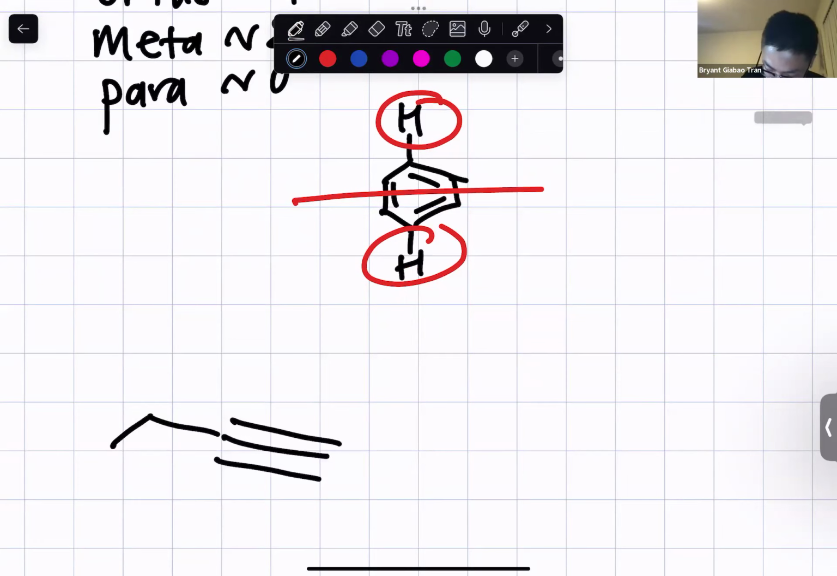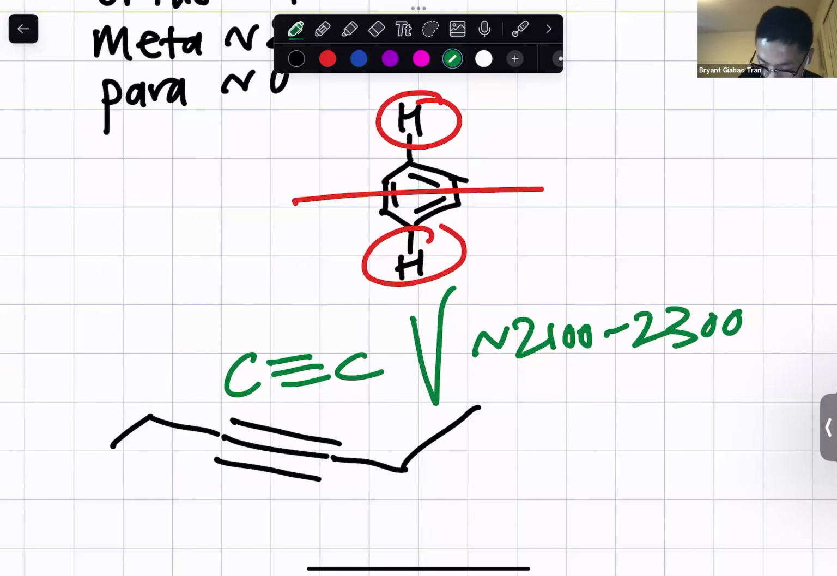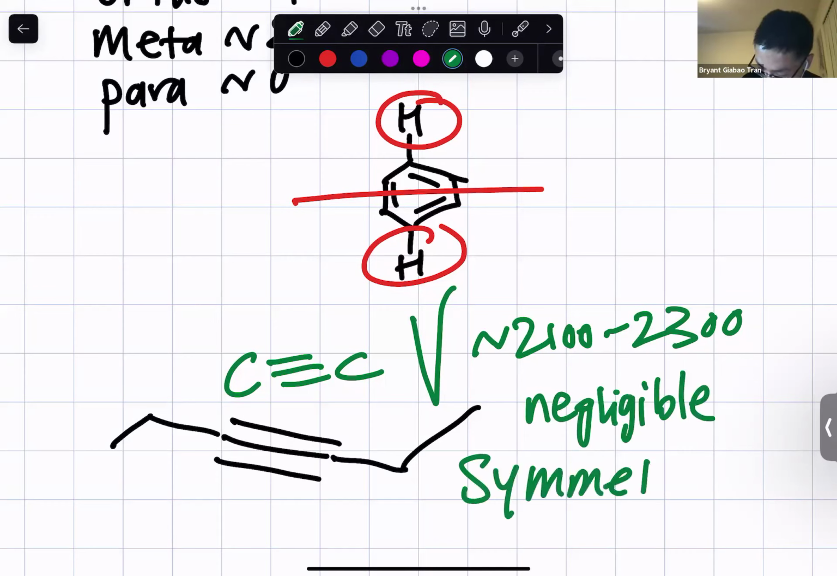If you have a symmetrical internal alkyne like that, the C triple bond C peak, which we are used to seeing as a sharp peak at around 2100 to 2300 in the IR, would be negligible because of symmetry. This is a symmetrical internal alkyne.